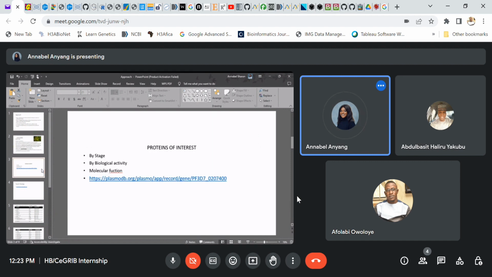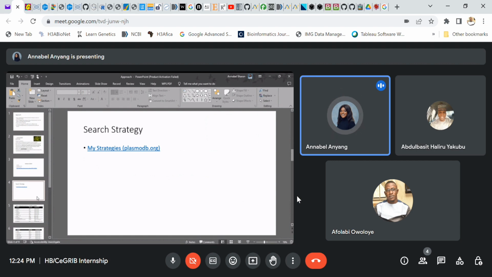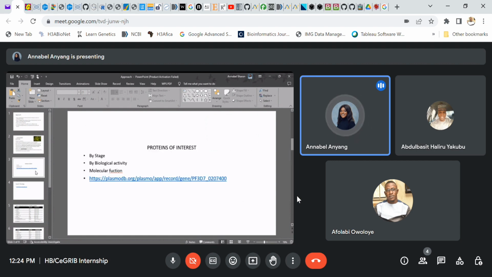To find proteins of interest, this is a note that I use, looking at the biological activity of that protein and its molecular function. And this is the search strategy that I have so far. I'm still working on developing another, but the one that I have so far has given me this protein, which was the one I told you about in the last meeting.